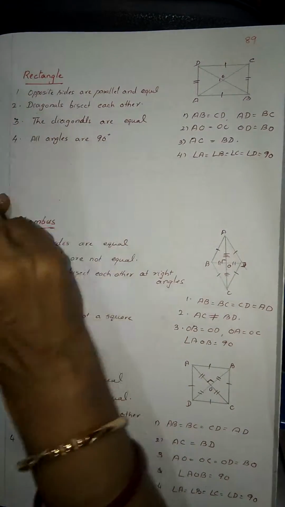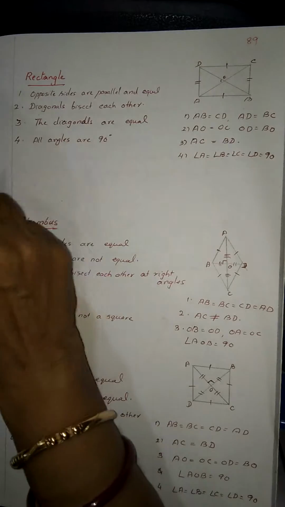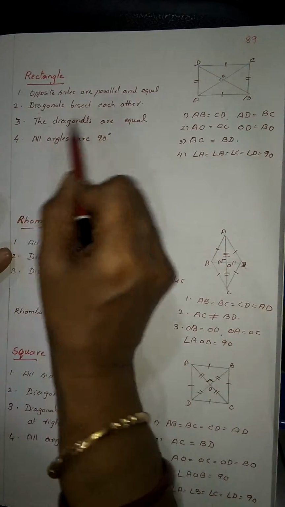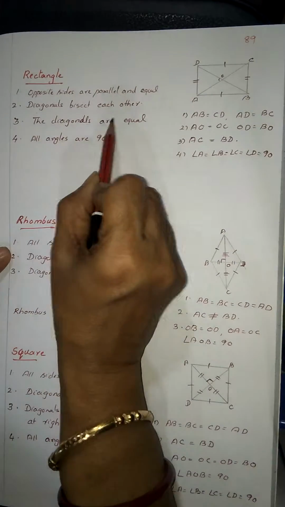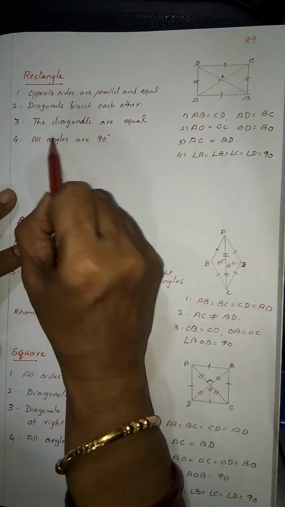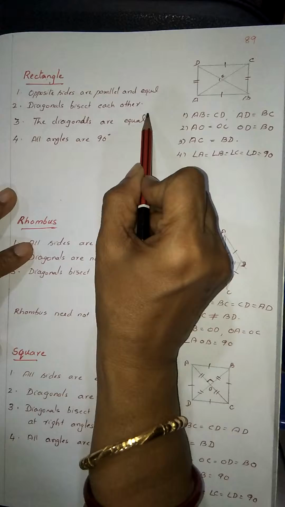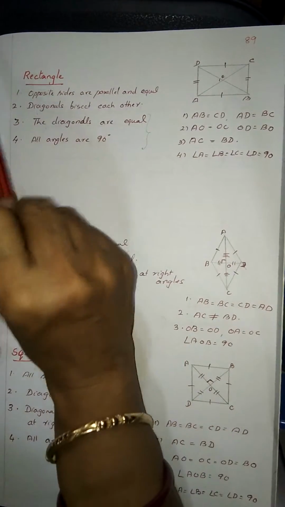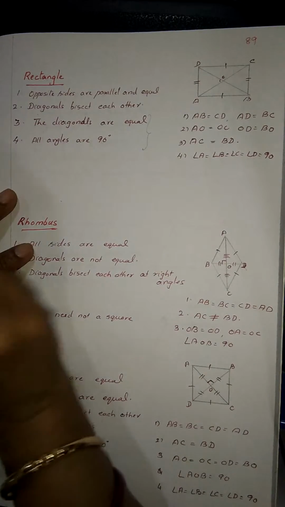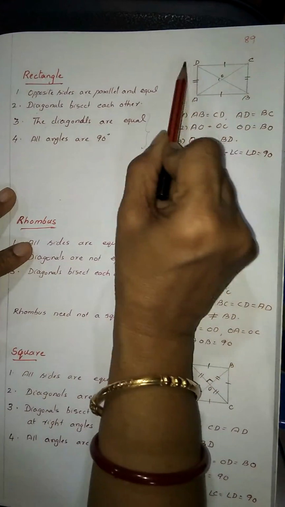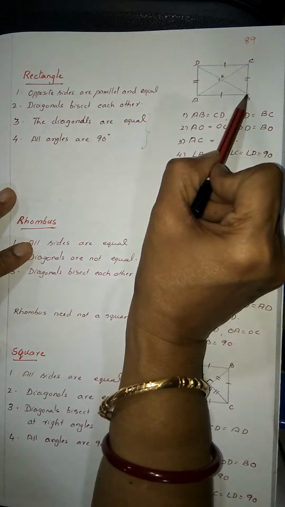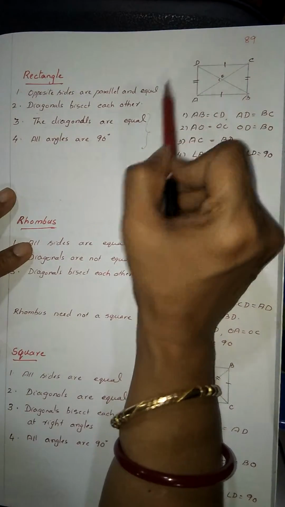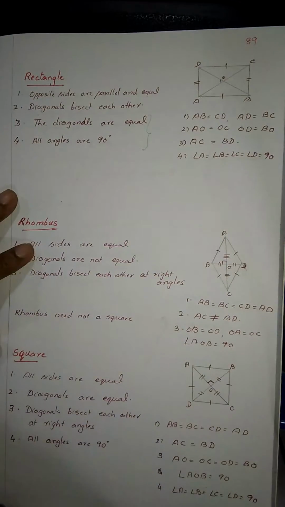Now, apart from that, we have some extra properties which will make that parallelogram a rectangle. In a rectangle, the diagonals are equal and all angles are 90. If these two conditions are satisfied, then we can say that parallelogram is a rectangle. So, the diagonals are equal, AC equal to BD, and angle A, angle B, angle C and angle D are 90, then it is a rectangle.